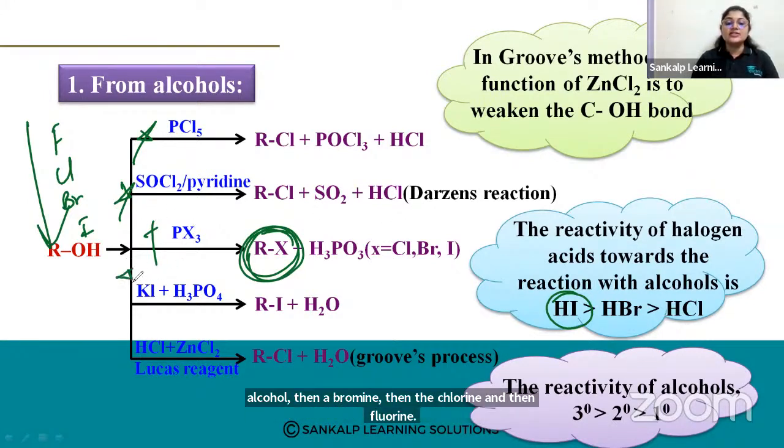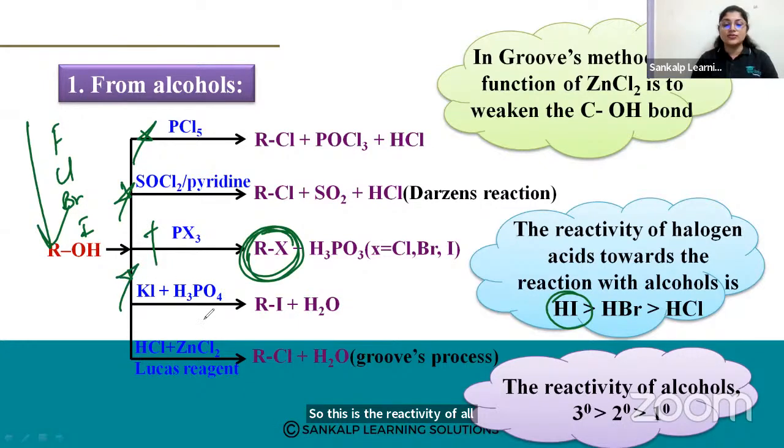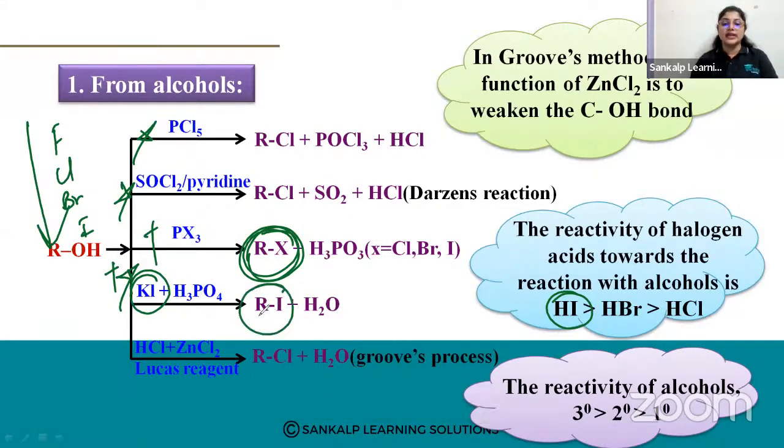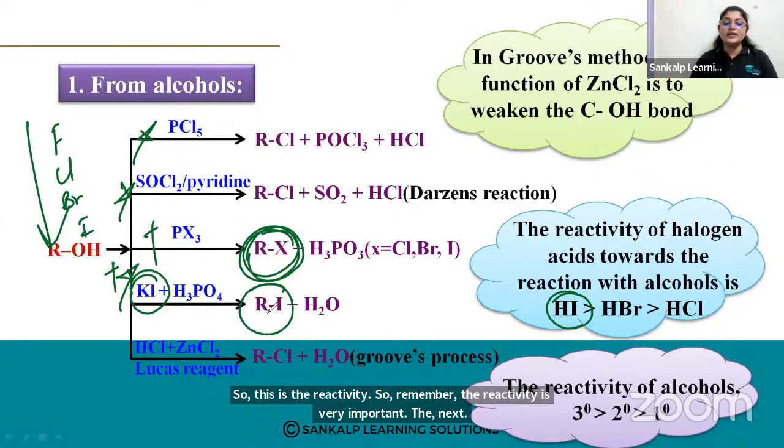The next reaction is with KI plus orthophosphoric acid. When you treat alcohol with potassium iodide and orthophosphoric acid, you obtain iodoalkanes plus water molecules. So this is the best reaction for preparation of iodoalkanes.